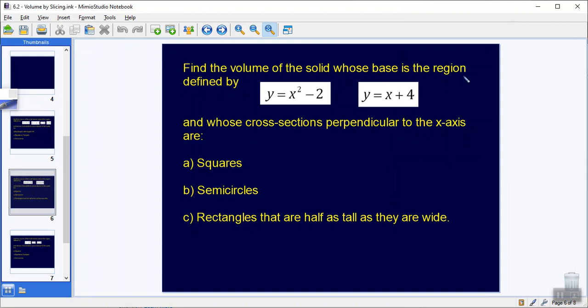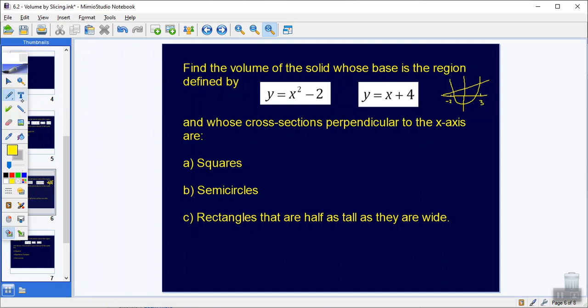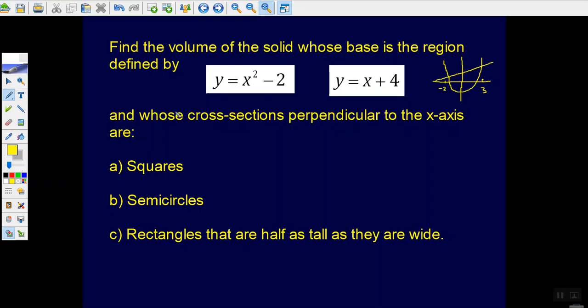And up here, I'd actually like to just draw a very simple representation of that. There was the parabola that came here. There was the line here. And this is x equals -2. And this is 3. So what we're going to end up doing, we'll make this a little bigger for you now, is we'll be making slices through this region that are perpendicular to the x-axis. So for example, I might make one right in here.